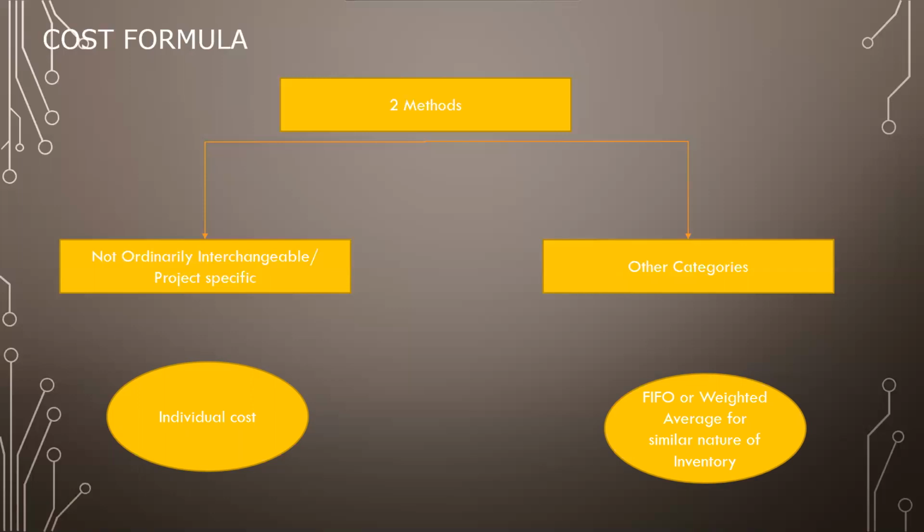But once you choose a particular method, a particular cost formula to be applied, that has to be applied for the similar nature of inventory. You cannot interchange. For a few materials, you apply FIFO, and for a few materials, weighted average. That's not allowed by the standard. For the similar nature of inventory, you have to take one cost formula.